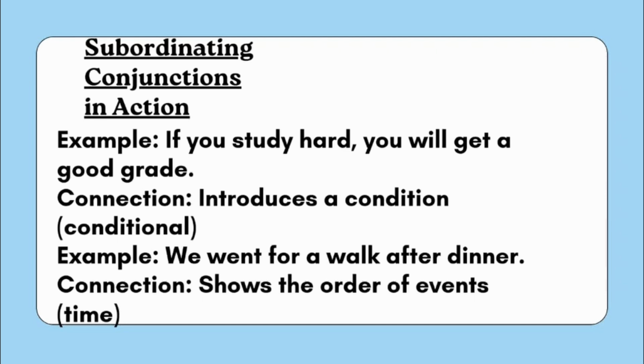Another example: we went for a walk after the dinner. This shows the order in which two things happen. That is showing time. When did we go for a walk? After the dinner. So you should be able to connect ideas using various examples of subordinating conjunctions.